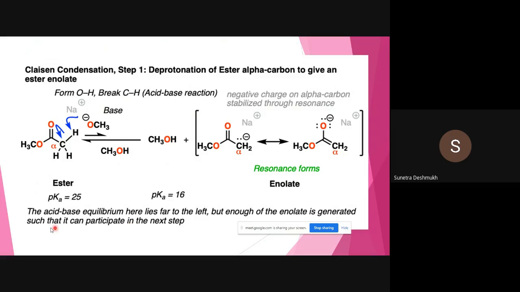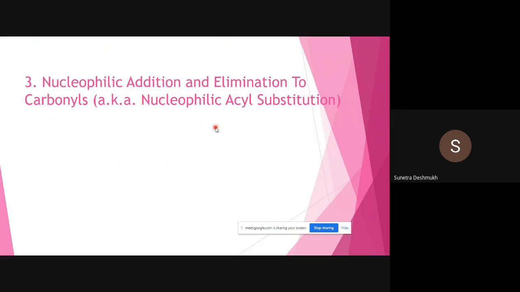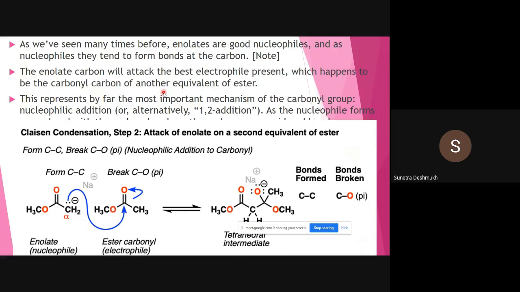So this generated enolate goes to the next step of the reaction: nucleophilic addition and elimination at the carbonyl. How this enolate adds, via 1,2 or 1,4 addition, we will see on the slide. Here is the second step of the Claisen condensation. The enolate we generated in the first step acts as a nucleophile, and in this way adds to the carbonyl carbon of the second mole of the ester group.